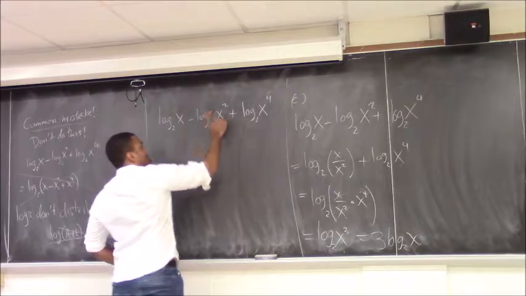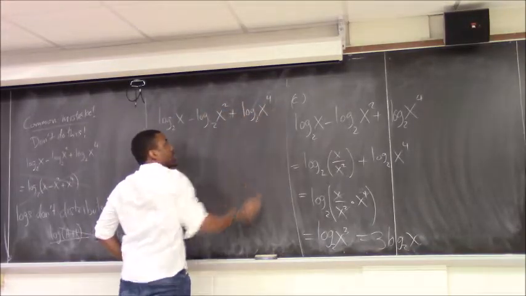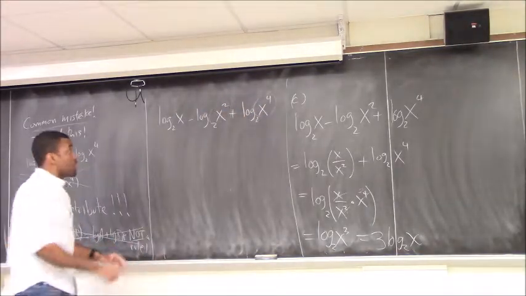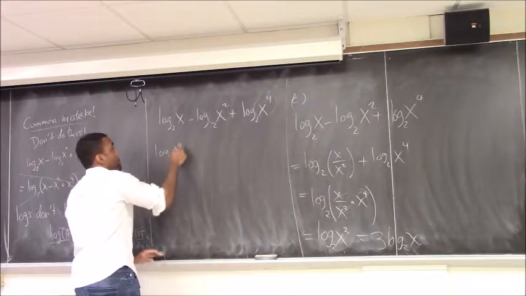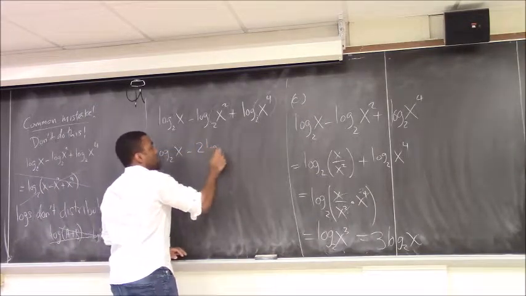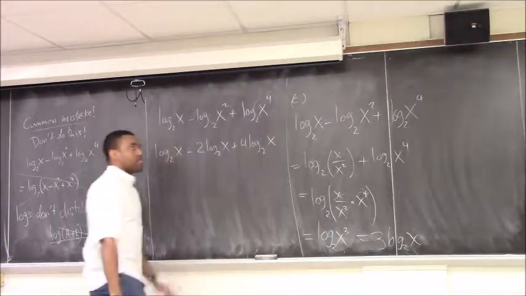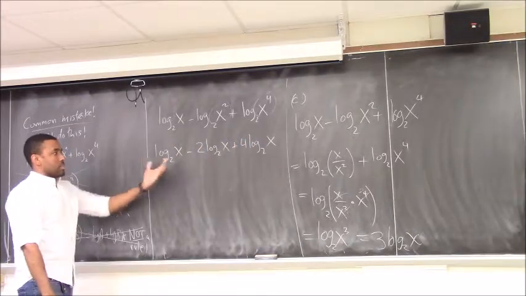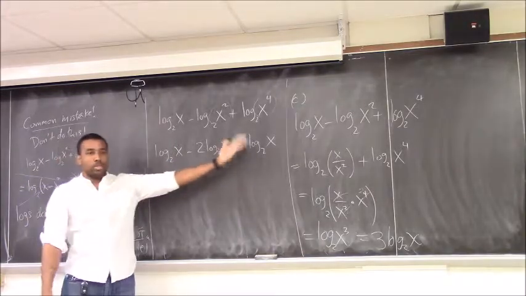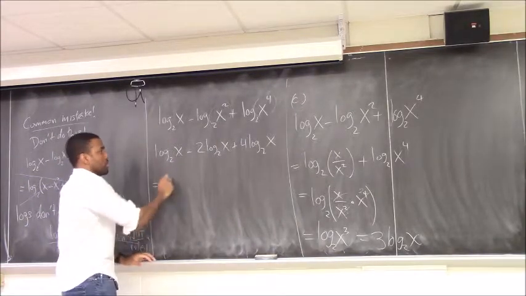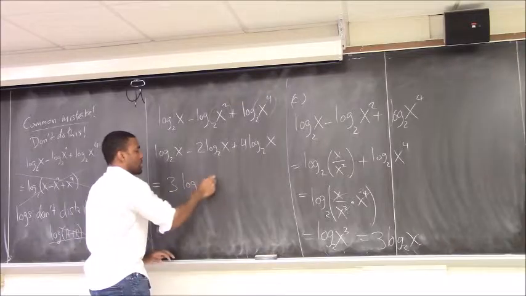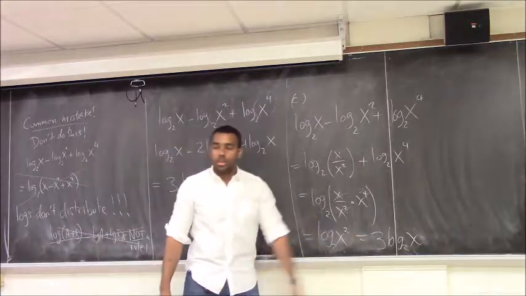There's a rule that had to do with powers, right? We could actually bring those powers down. That was another option. We could have done this. Bring the 2 down in front here. Bring the 4 down in front here. And now this is like 1 apple minus 2 apples plus 4 apples. You could just combine them, and that would give you 3 log 2 of x, which is exactly what we ended up with.